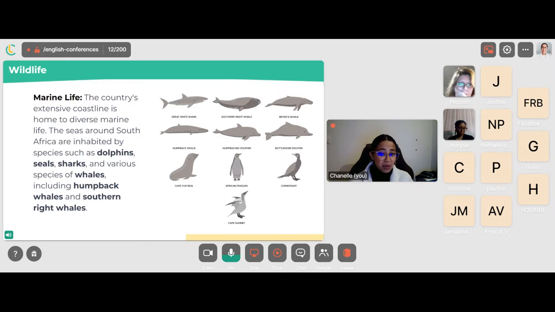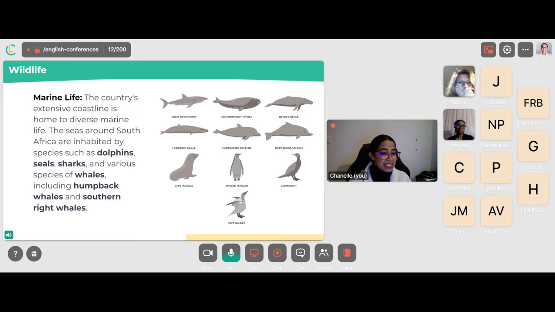We are also quite known for our marine life. So the country's extensive coastline is home to diverse marine life. The seas around South Africa are inhabited by species such as dolphins, seals, sharks, and various species of whales, including the humpback whales and southern right whales.